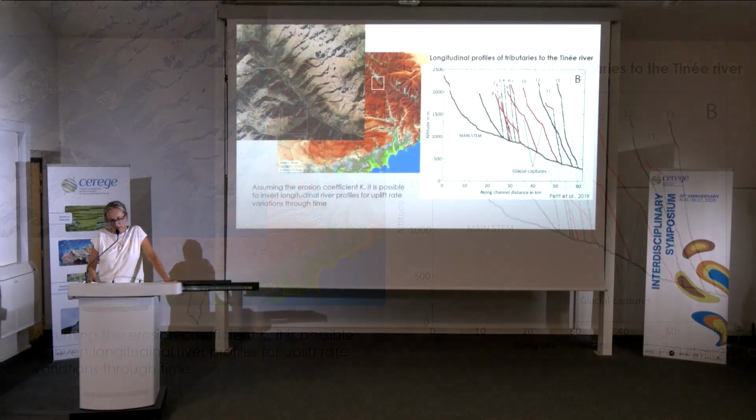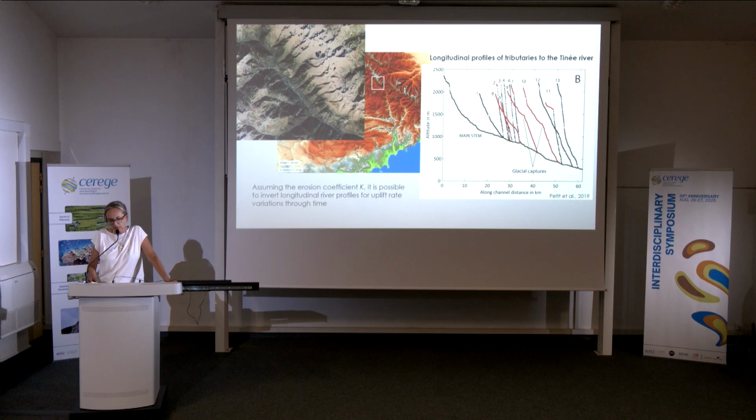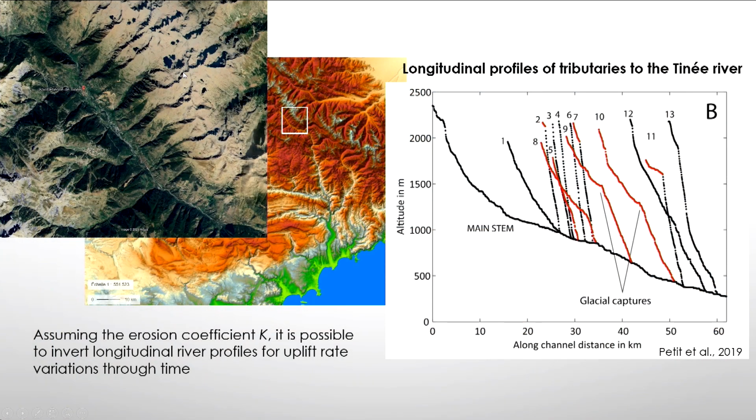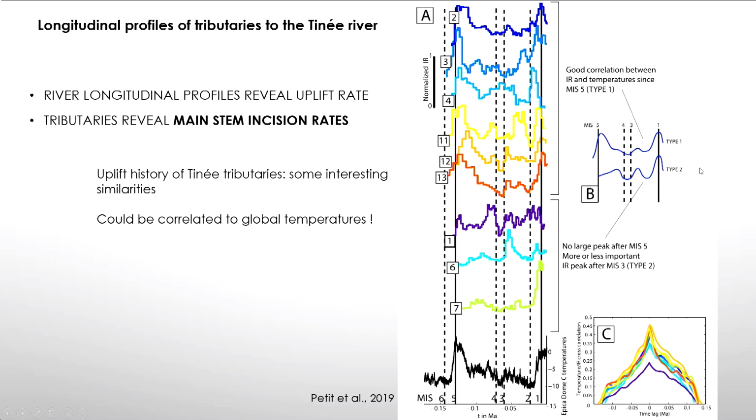If we can measure and invert the uplift rate of all these tributaries, in fact, what will it give? It will give the incision rate of the main stem. It's exactly the same thing as if you had a normal fault here, and you are trying to measure the uplift rate of the footwall. Here, it's not a fault, it's a river which is incising its bedrock, and you're trying to measure the effect of this incision in the tributaries that will respond to this base level drop. So this is what we did.